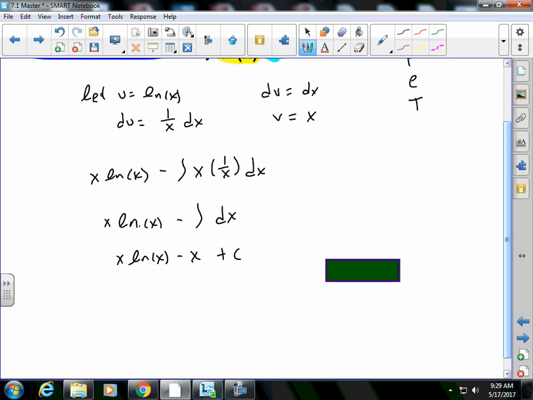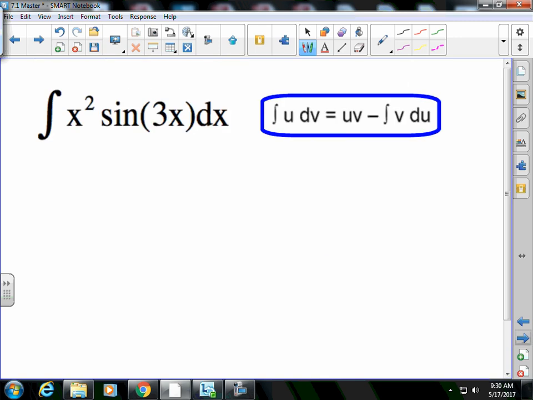What's interesting, though, is sometimes we work through these problems and we don't have what we want, and I still can't integrate it, so then I have to go a second time or a third time. So let's look at this problem. Using LIPET again, L-I-P-E-T. Do I have a log? No. An inverse trig? No. A polynomial? Yes. Let u equal x squared.